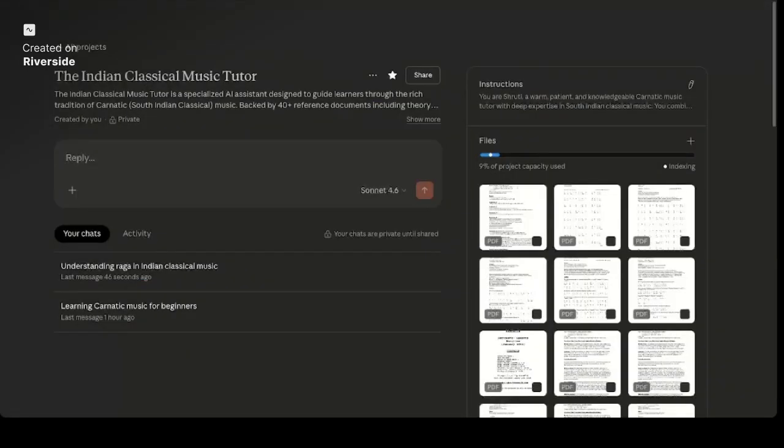Shruti adapts to any student's level, referencing real source materials, and makes one of the world's oldest musical traditions approachable for anyone and anywhere in the world.